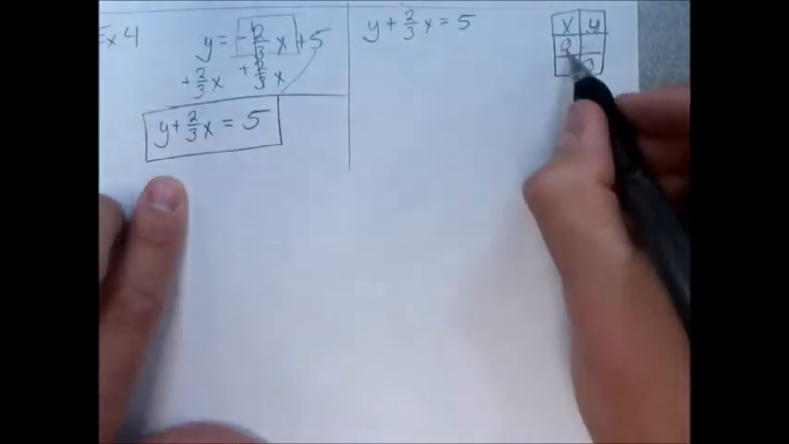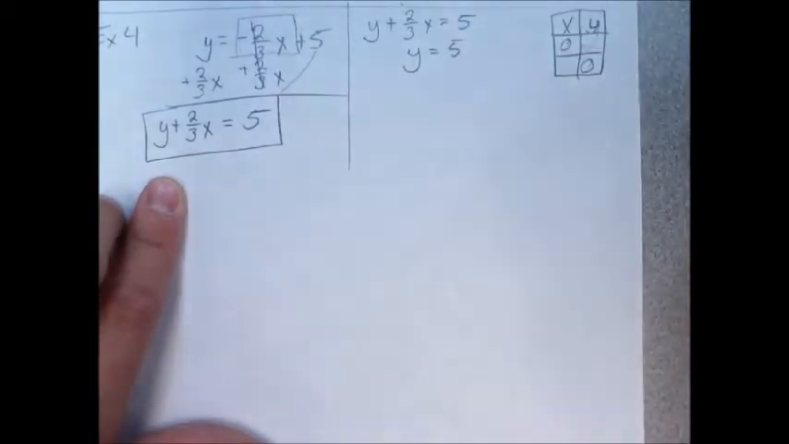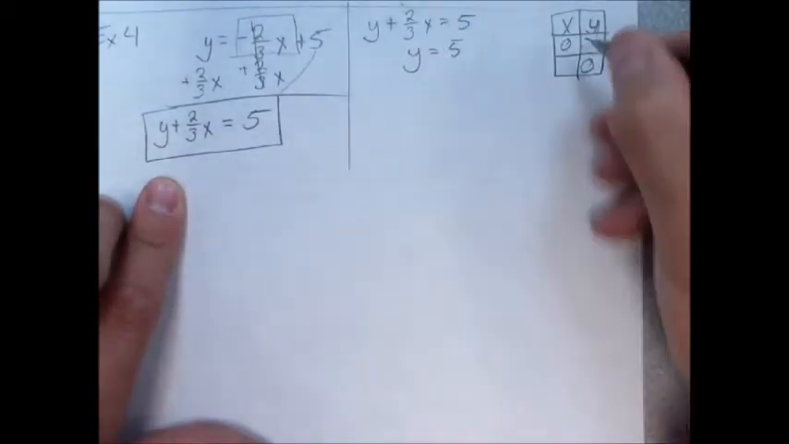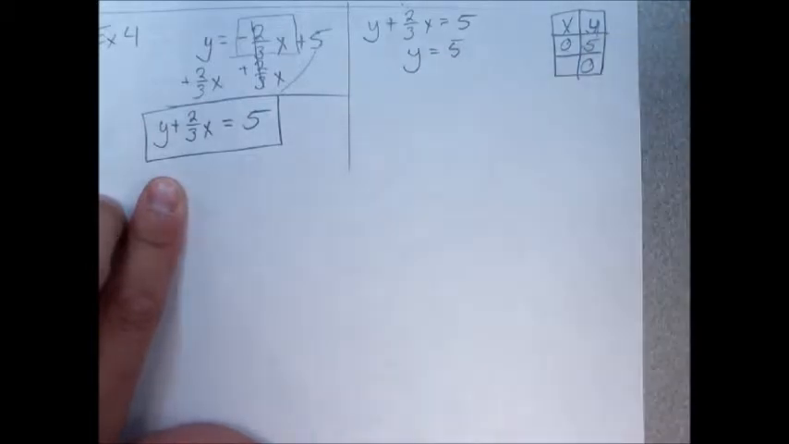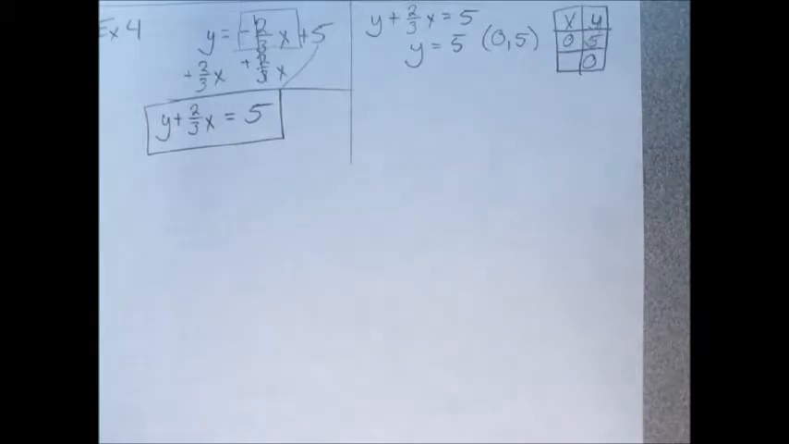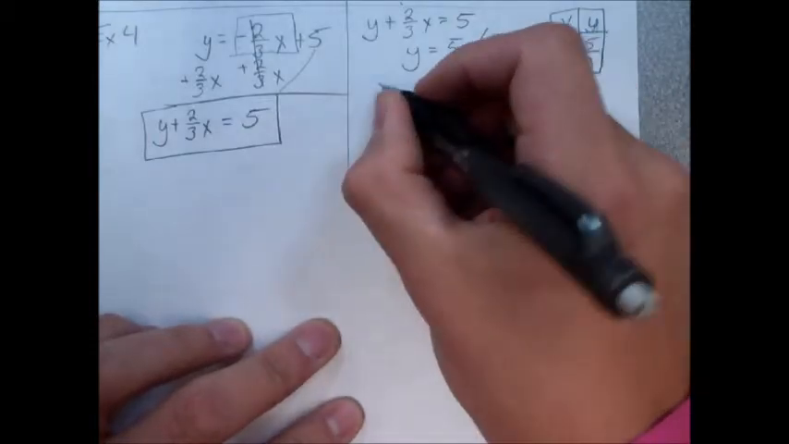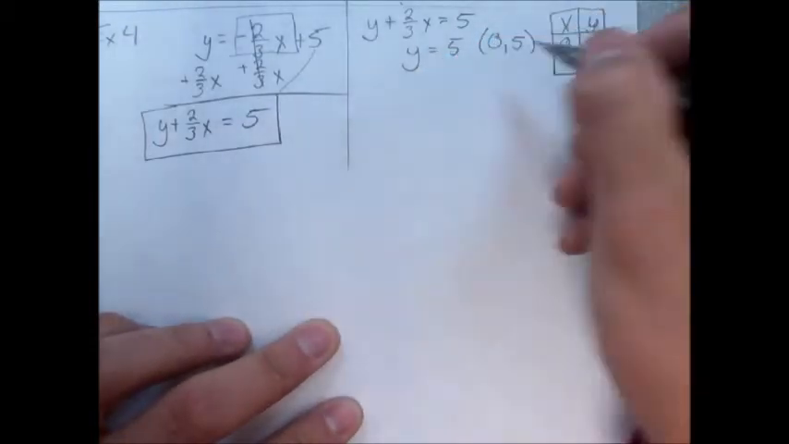I plug in for x first. I'm left with y equals 5. That was simple. I plugged in 0 for x and got y equals 5. So there we go. First point, 0, 5. That will be my y-intercept. Next, I'm going to plug in 0 for y. So I have 0 plus 2/3 x equals 5.